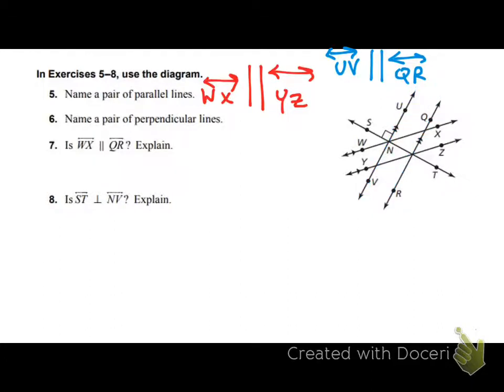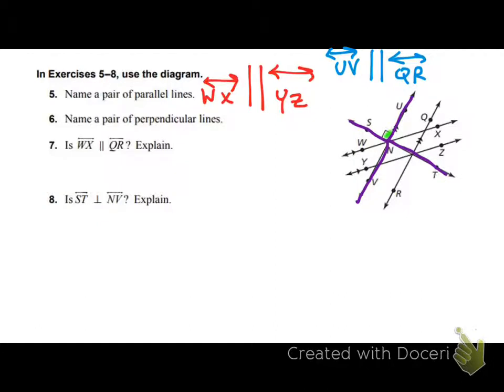All right. Number 6, name a pair of perpendicular lines. What am I looking for to know the 2 lines are perpendicular? Right angle. So, here's my right angle. It is sitting on 2 lines. It's sitting on this line and it's sitting on this line. Okay? So, let's name both of them.